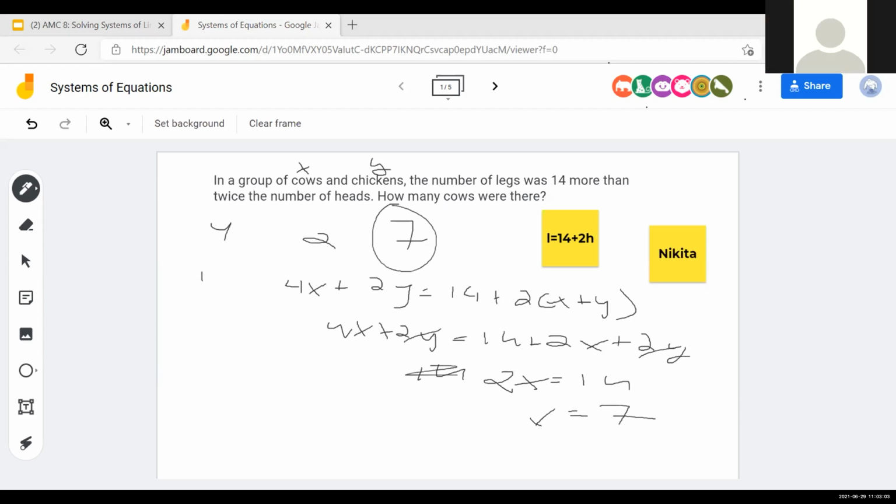Well, there could be a headless chicken, but that's probably not going to happen. When we're solving these problems, they assume that all of the animals are normal.